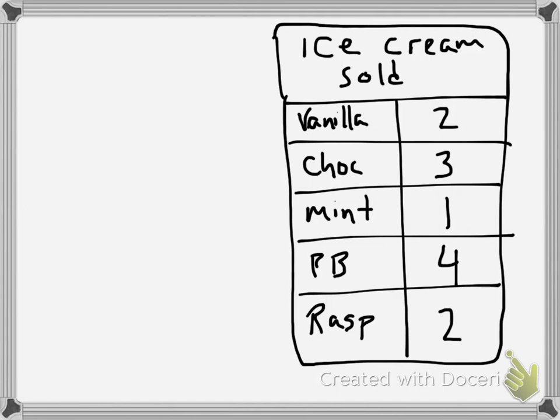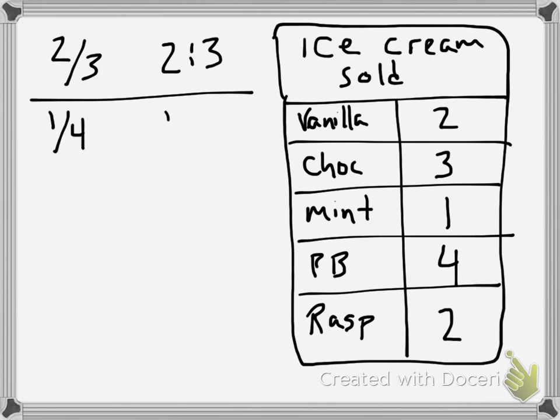Here we'll do some ratios where we're comparing the ice cream that's been sold. So what if the first one asked you to compare vanilla to chocolate? Well, vanilla would be 2 and chocolate would be 3. So we would write that ratio as 2/3, or 2 to 3. Let's say it asked you for mint to peanut butter. Well, there's 1 mint and there's 4 peanut butter. So mint to peanut butter would be 1 to 4, 1/4.